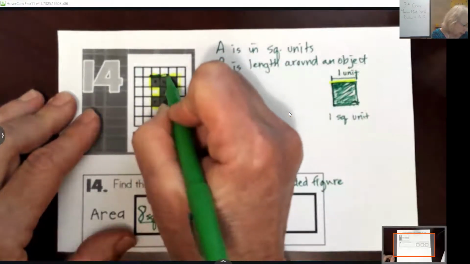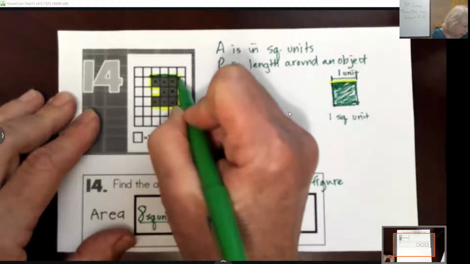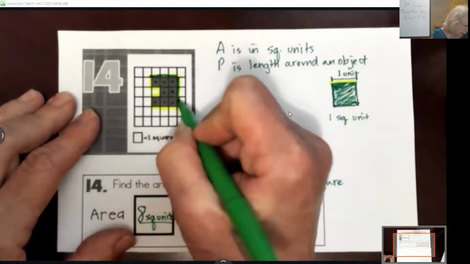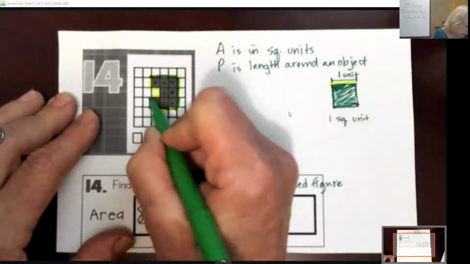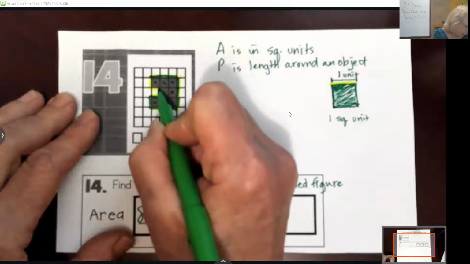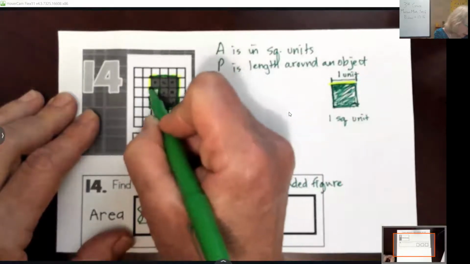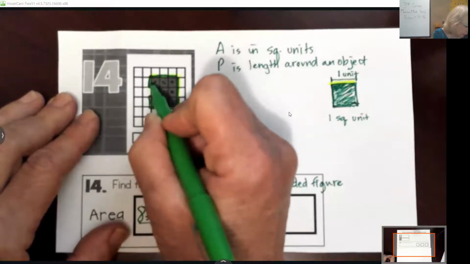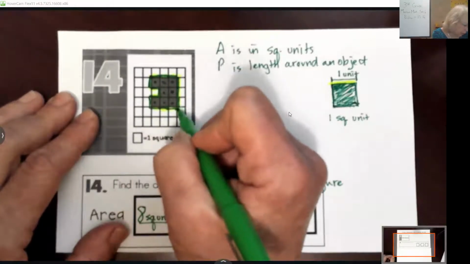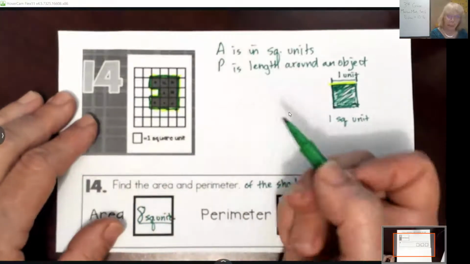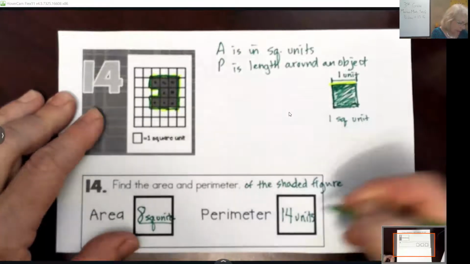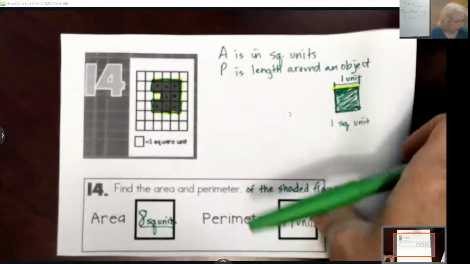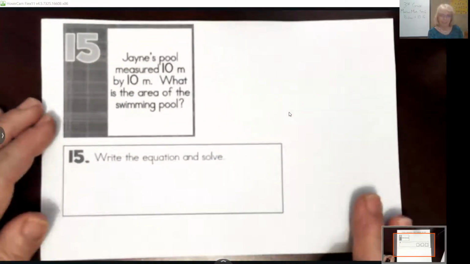1, 2, 3, 4, 5, 6, 7, 8, 9, 10, 11, 12, 13, and last one, 14. So you just follow the shape around, making sure that you don't skip any of the areas, and our perimeter would be 14 units. Whew, that was a little hard. Let's keep going on to 15. Okay. Oh, good. This is an easier one.